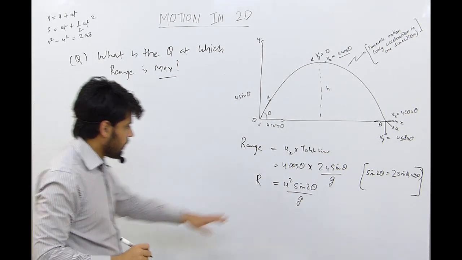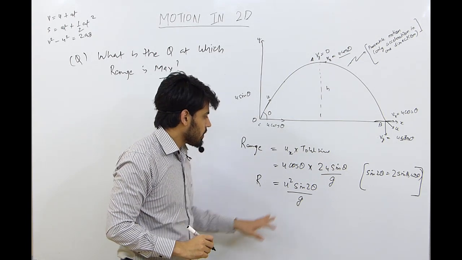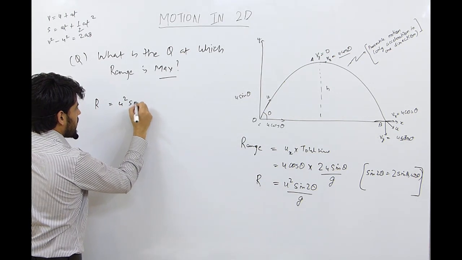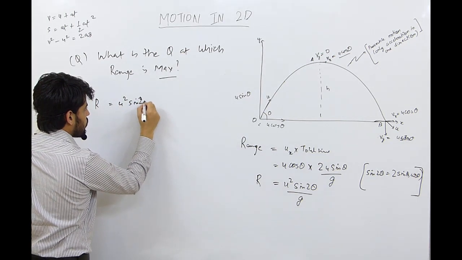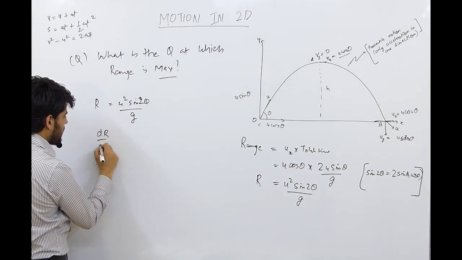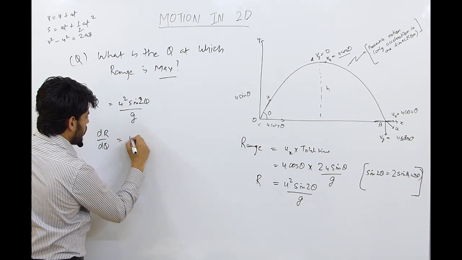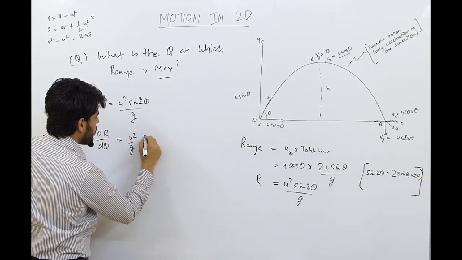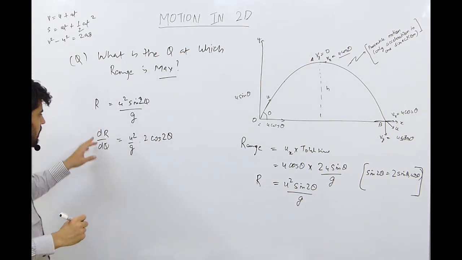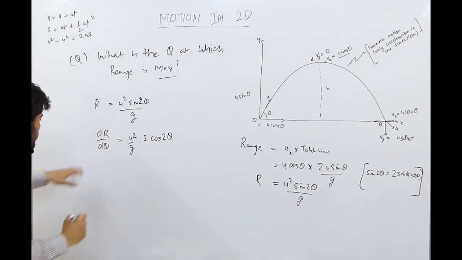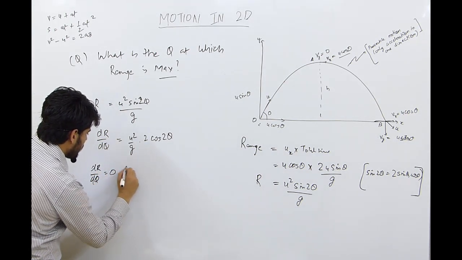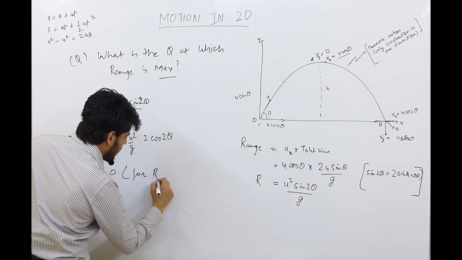So we will take this equation into consideration. It's very simple. R is equal to u square sine 2 theta by g. We will differentiate this with respect to theta. So dR by d theta is equal to u square by g into 2 cos 2 theta. For the maximum value of R, this dR by d theta should be equal to 0. So dR by d theta is equal to 0 for R max.